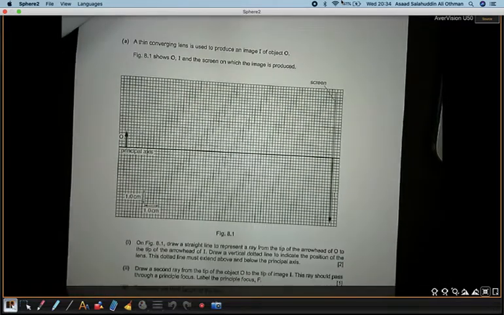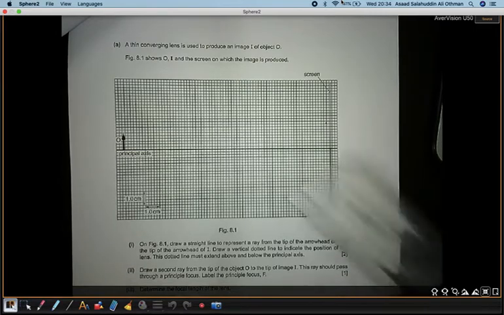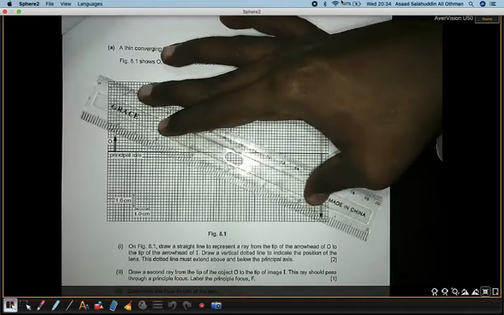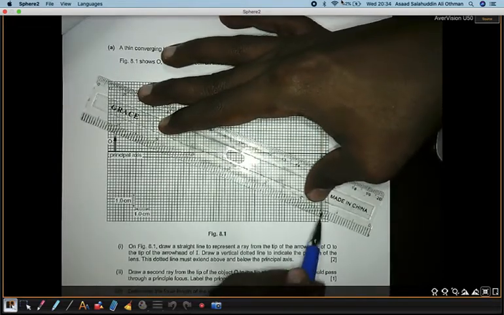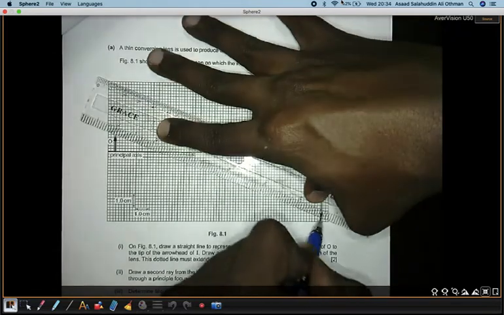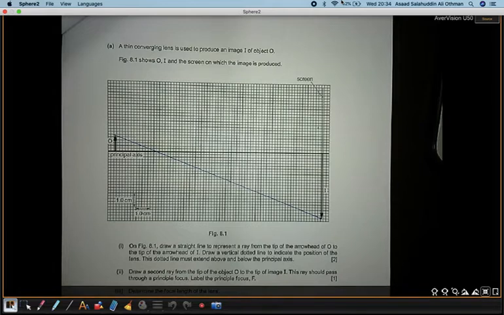Now coming to this next question, which is a question about lenses. We don't have the lens drawn for us, and the first question says that on figure 8.1, draw a straight line to represent a ray from the tip of the arrowhead to the tip of the arrowhead of the image. So I'm going to bring this. I need to be very accurate here, tip to tip, and I'm using a pen so I cannot make any mistake. That's a straight line from tip to tip.